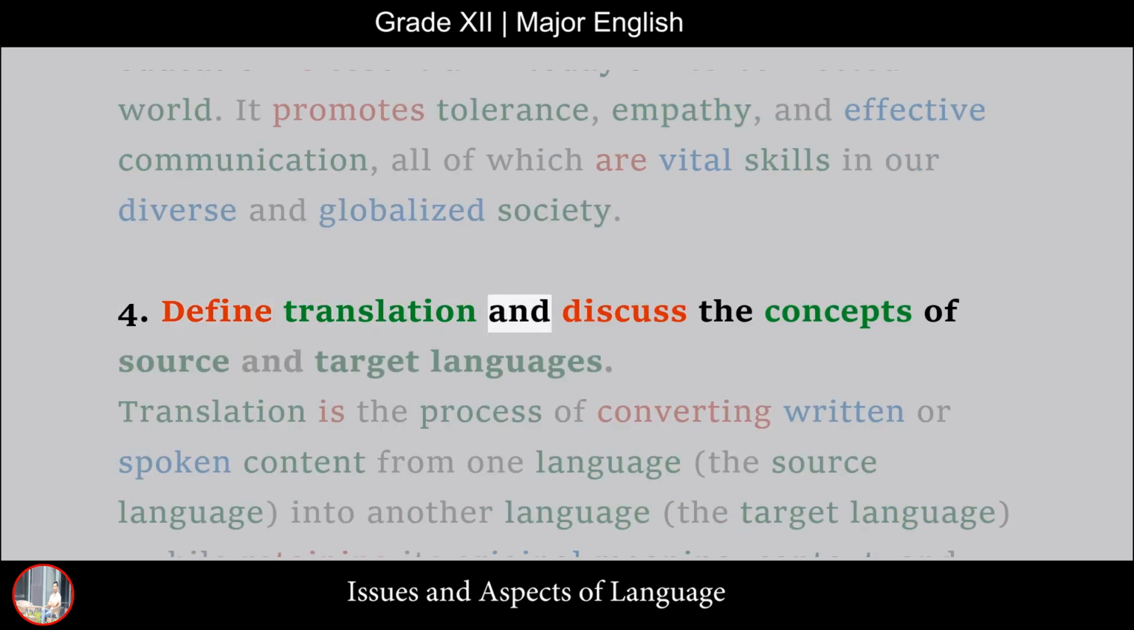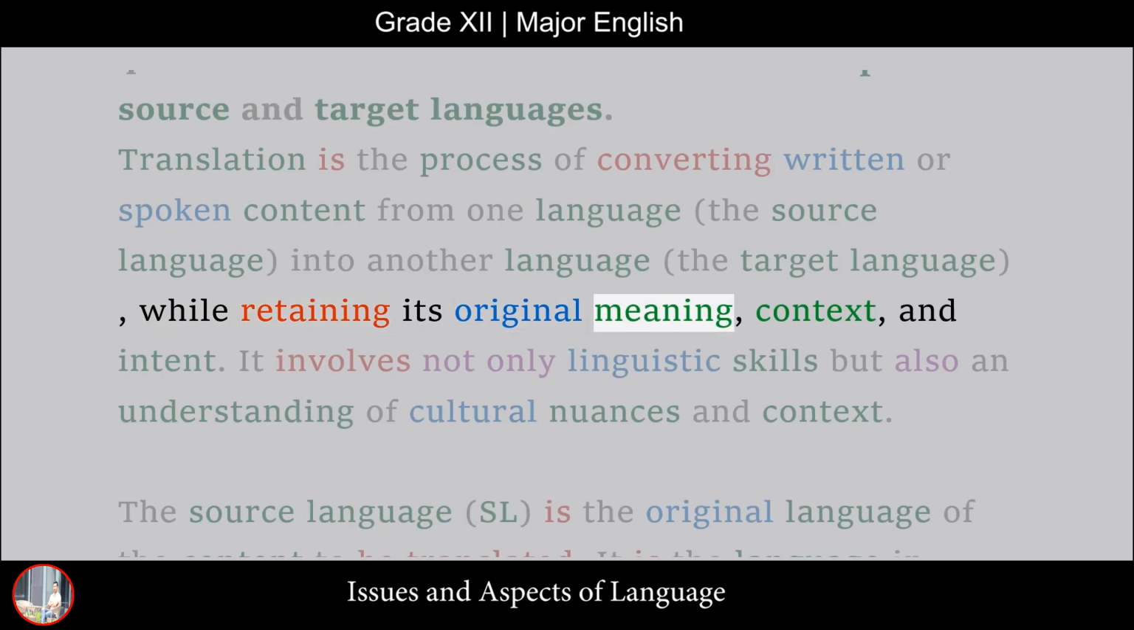4. Define translation and discuss the concepts of source and target languages. Translation is the process of converting written or spoken content from one language, the source language, into another language, the target language, while retaining its original meaning, context, and intent. It involves not only linguistic skills but also an understanding of cultural nuances and context.